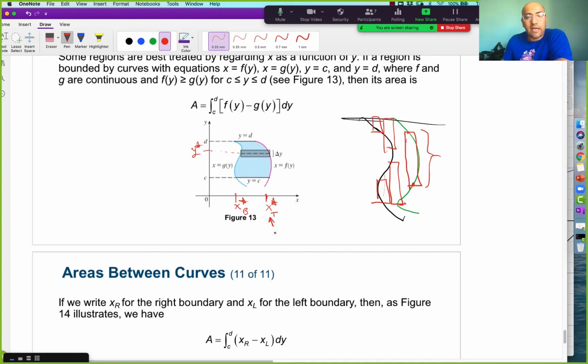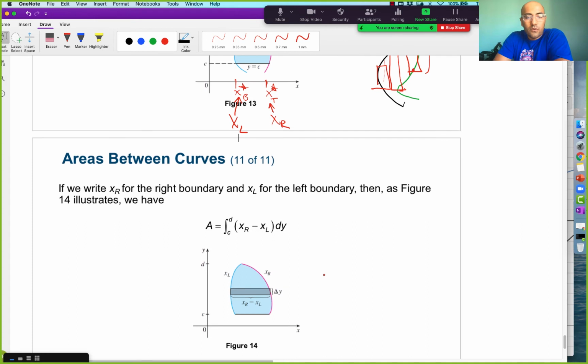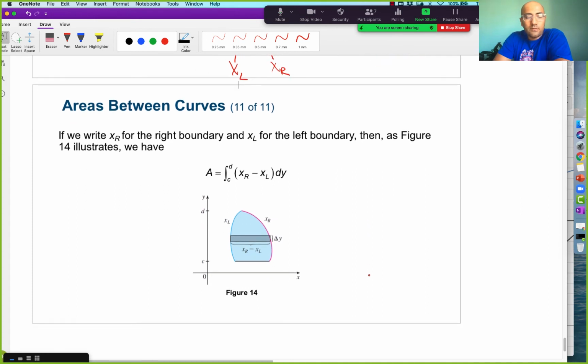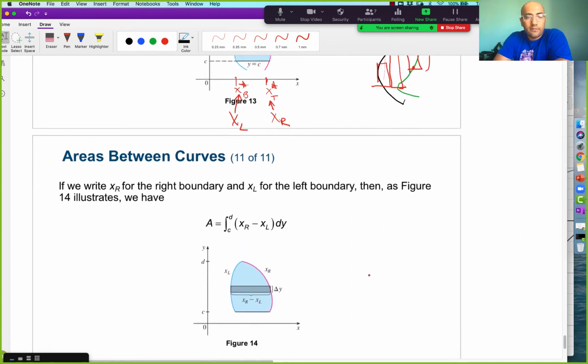Instead of calling it the top one, he calls it the right one. And instead of calling it the bottom one, he's calling it the left one. So right and left. So x sub r, the right one, minus x sub l, so the larger one minus the smaller one. Good. Questions? And that'll give you that region we want.